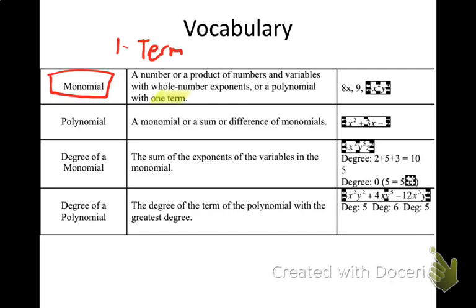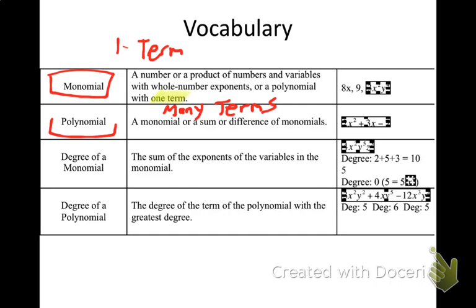A polynomial, which is what we're really talking about in this whole chapter, is a monomial or a sum or difference of monomials. Essentially, polynomial means many terms. So poly meaning many, nomial meaning terms. Polynomial is many terms.